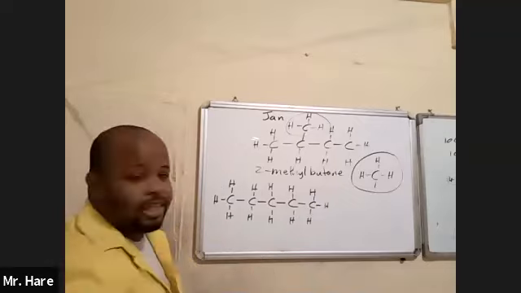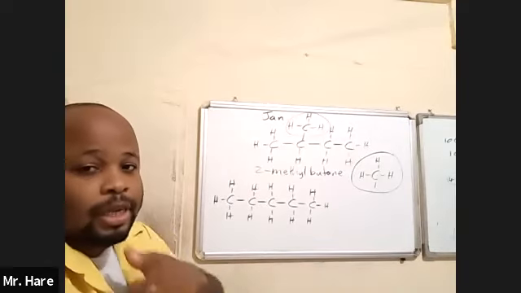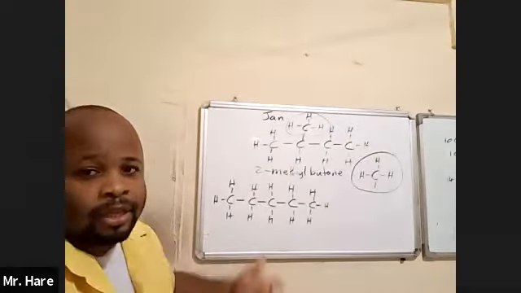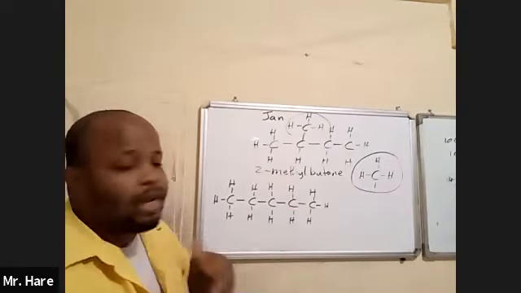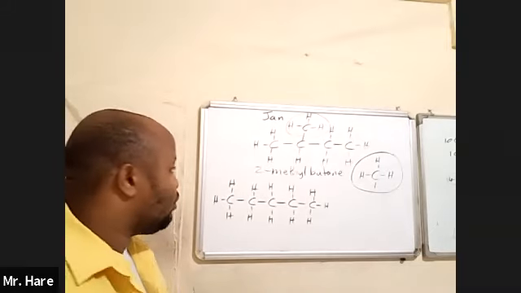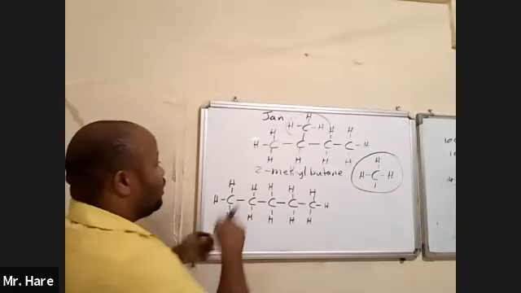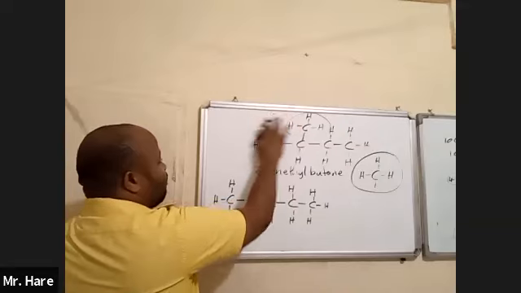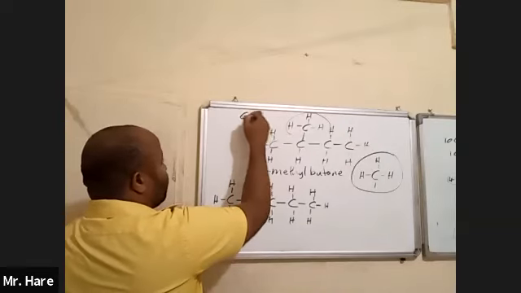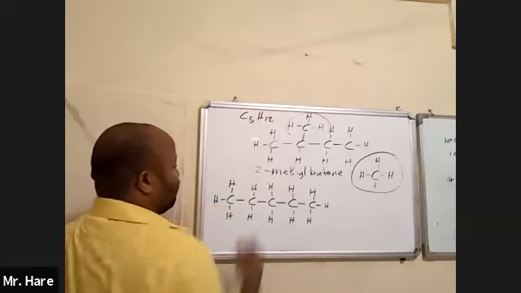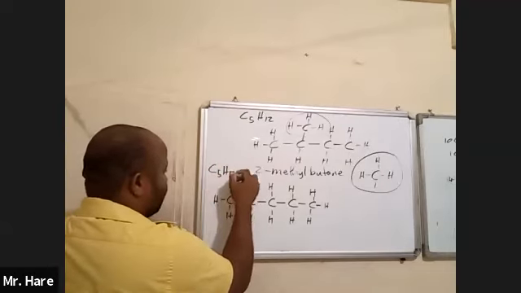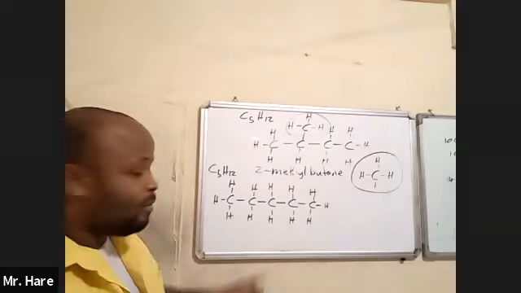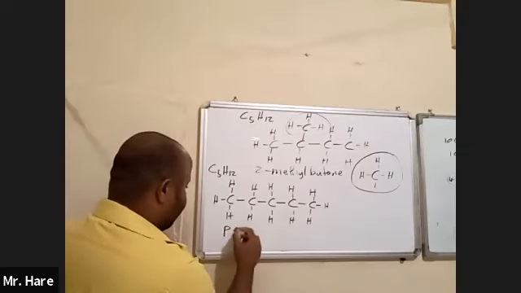So remember, isomers, this is pentane, so pentane is also 1. Remember, isomers have the same molecular formula, but different structural formula. So this one is C5H12. This is also C5H12, but it is not the same structure because this is pentane.